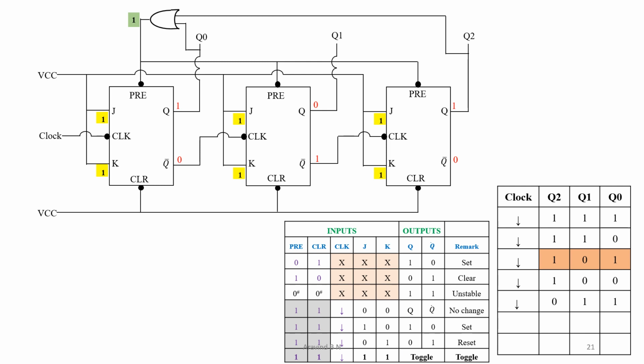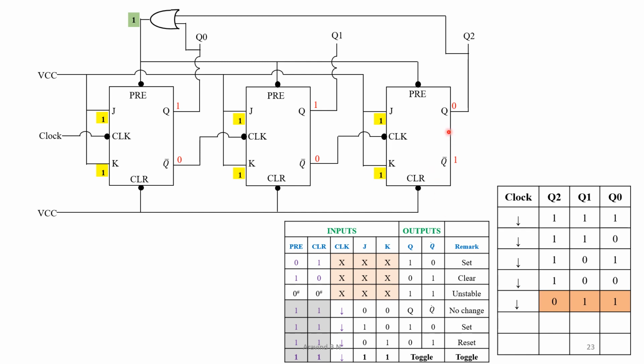Again apply the clock pulse. We get 100. And then apply the clock pulse again. So we are going to get 011. We have got 011. So with respect to our mod 5 down counter, 5 values are completed, right?